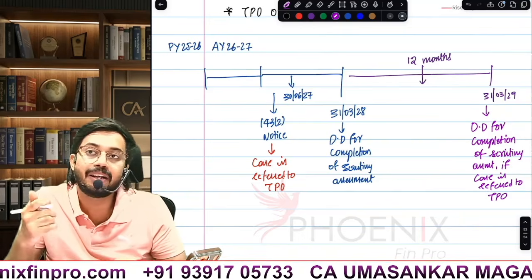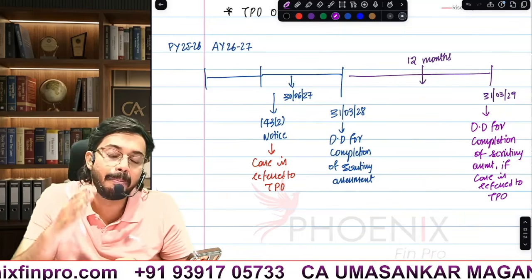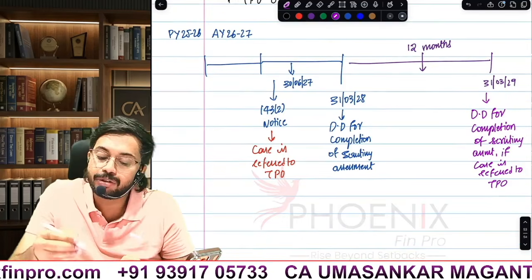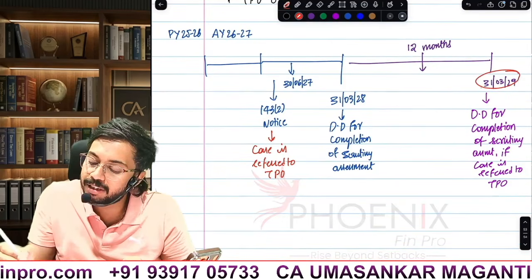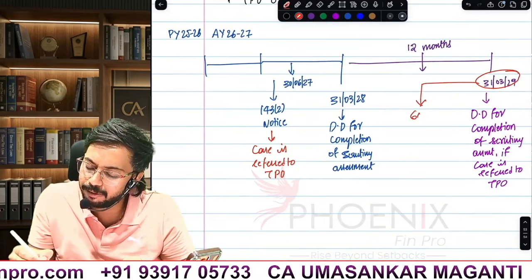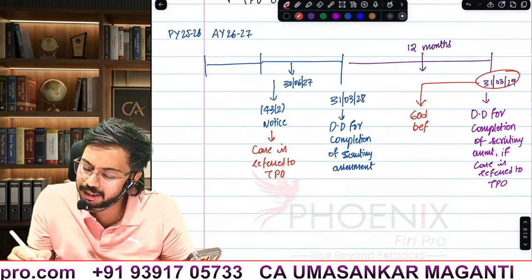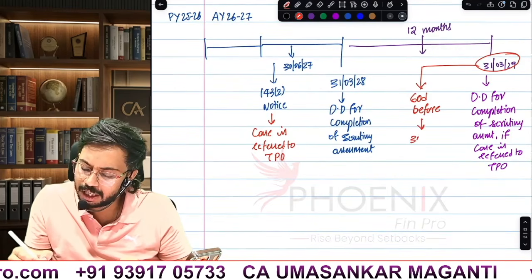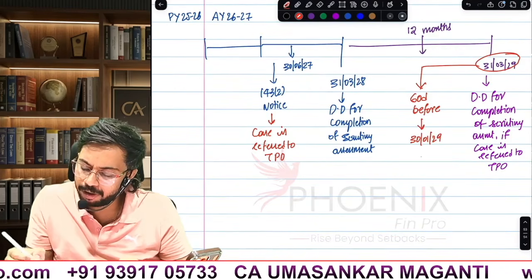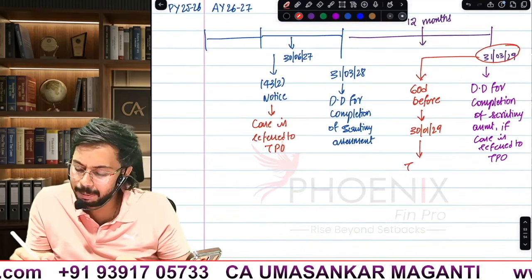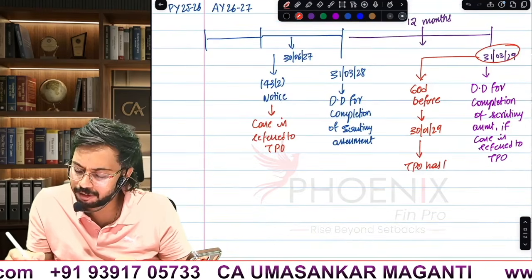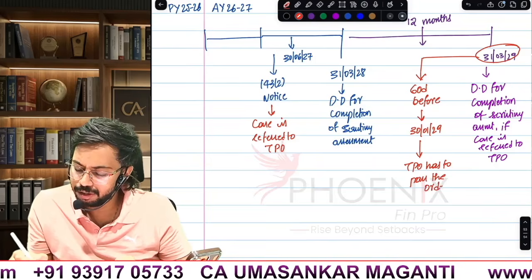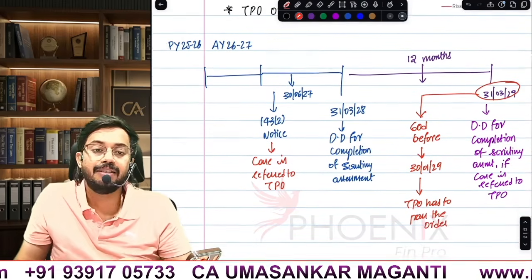What is the due date? At least 60 days before the due date for completion of assessment. What is the due date for completion of assessment? 31st March 2029. 60 days before means what is the date? 30th January 2029. On or before 30th January 2029, the TPO has to pass the order. Are you able to understand? So these are the deadlines, due dates.